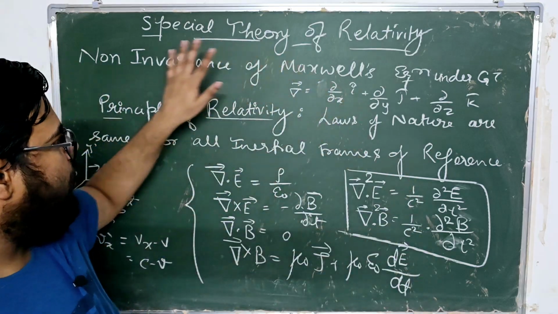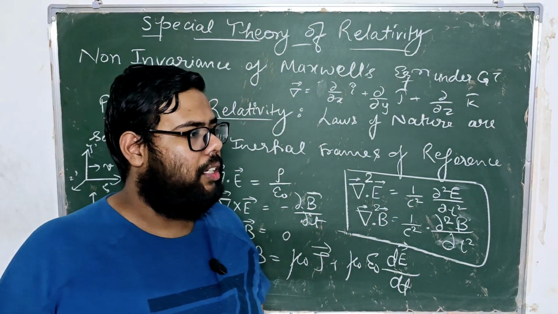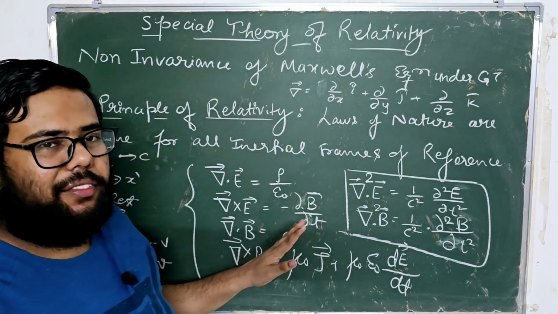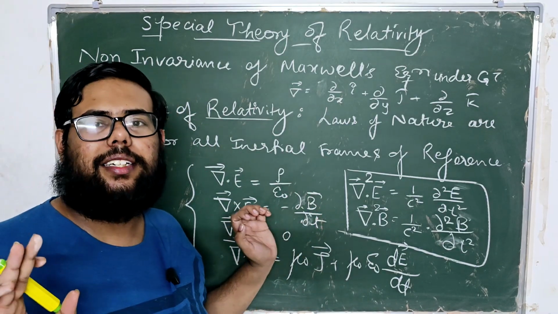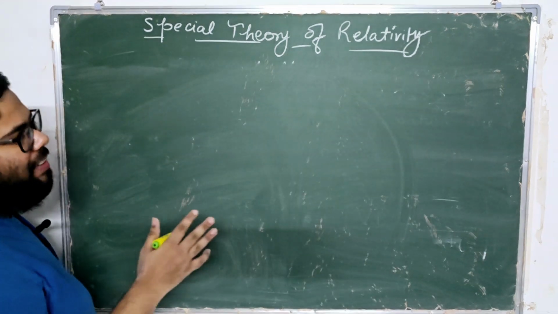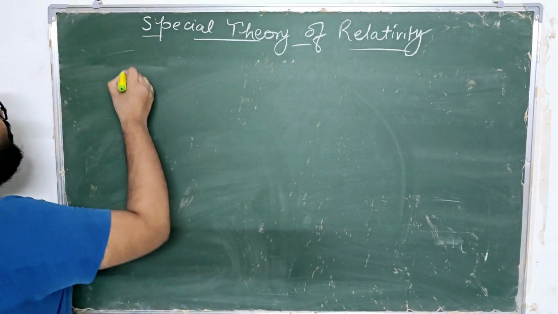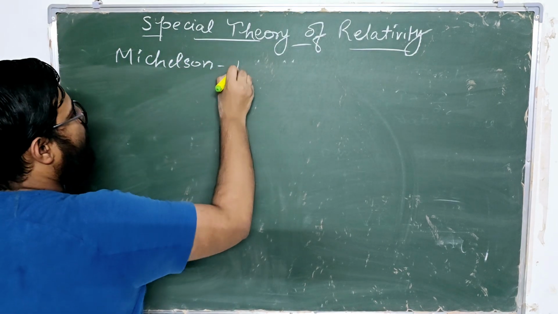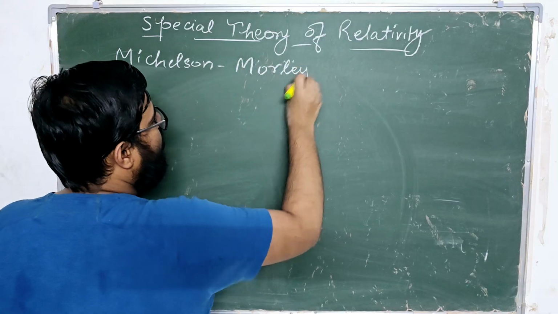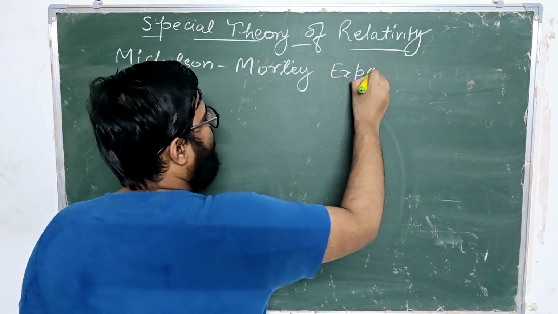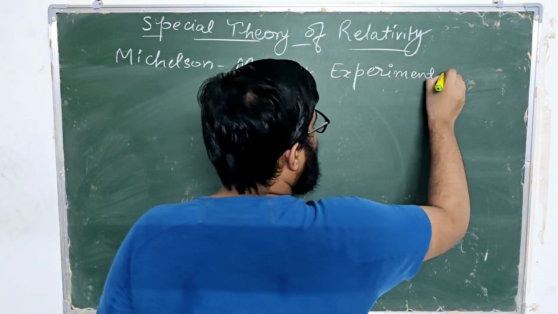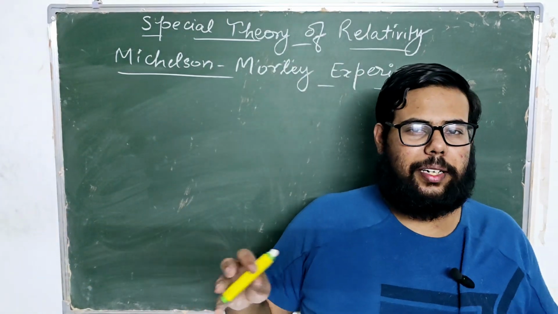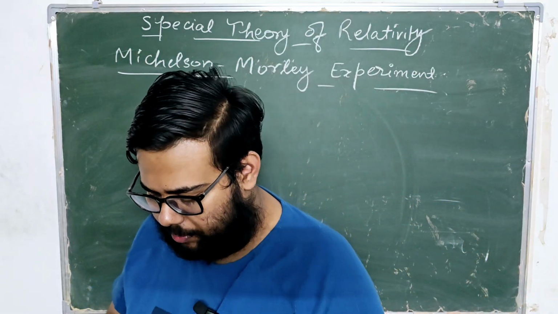Okay, so now let me erase this and let's move to the idea of how it was proved that the speed of light is constant for all inertial frames of references. So now let's study something called the Michelson-Morley experiment. Before going into this, let me tell you a story behind this.